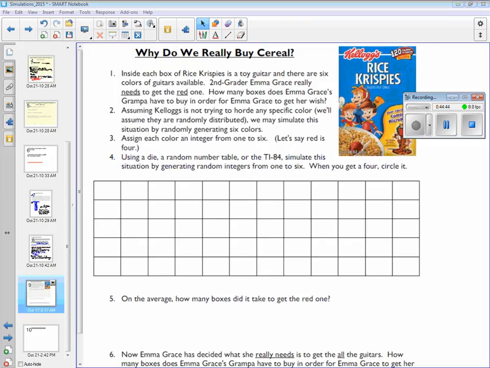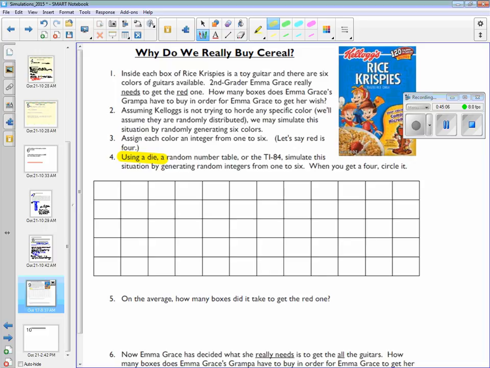Now we're going to use a die. I'm telling you, we're going to use a die, not a random number generator or calculator or table or anything. We're going to use a die this time. So I'm going to come by and give everybody a dice. I only have so many, so you might have to share with your elbow partner.